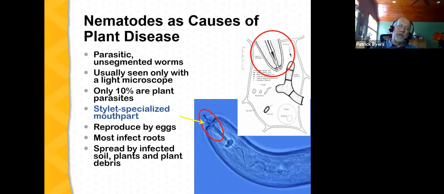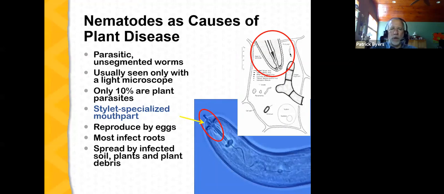Many of them feed by using what are called stylet specialized mouthparts. These are a bit like a hypodermic syringe, where the nematode approaches the plant, and when it comes into contact, it penetrates the plant with its mouthpart. Once the stylet mouthpart is inserted into the plant cell, it draws out the plant cell contents.